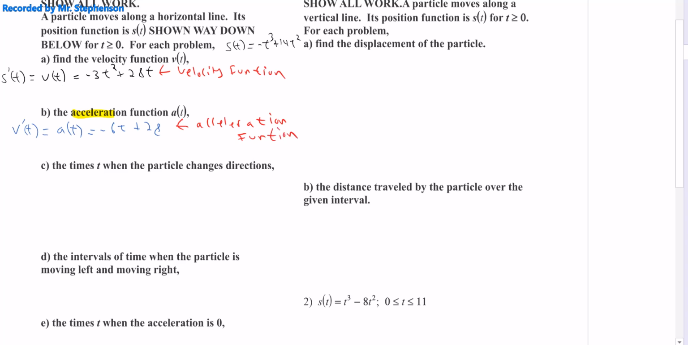Part C is asking, find the times t when the particle changes direction. So the idea here is that if you're moving in a certain direction, in order to go back the other direction, you first have to stop. The only place it can change direction is where it stops. If something's going to stop, then its velocity is going to be 0. So I'm going to go up to my velocity function and say, when is it 0? Not when the t is 0, but when is the actual velocity 0, right? So when is this piece equal to 0?